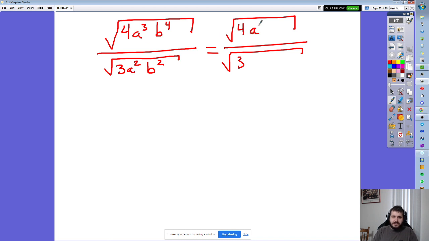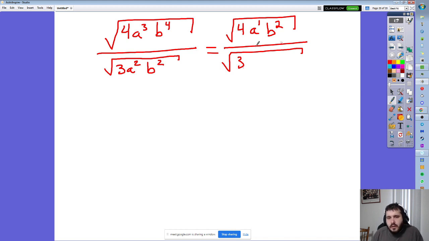There's just going to be 1 left on top. B to the fourth over b squared. There's 4 on top and there's 2 on bottom. So when we're left over, there's going to be 2 on top. And that's all this turns into. 4a to the 1 b squared over 3 and all those radicals.